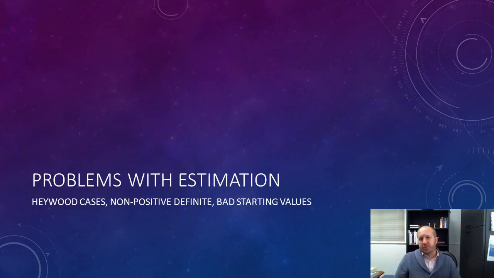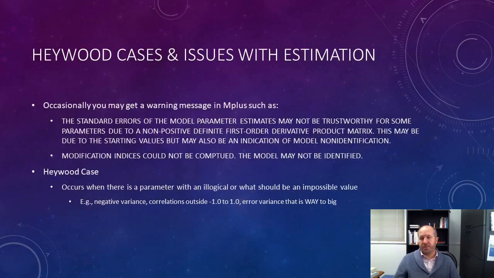So now I want to talk about some common problems with estimation, such as Heywood cases and non-positive definite and bad start values, and how to go about correcting some of these issues, essentially troubleshooting problems with estimation.